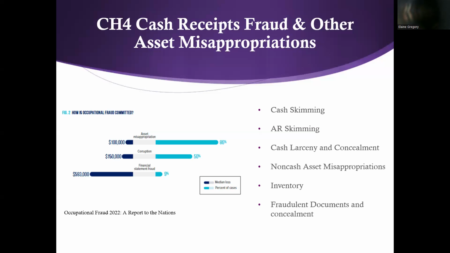But we can find within a company many different positions that could be vulnerable to asset misappropriation. And so we're going to cover cash skimming and AR skimming, cash larceny, just outright stealing the cash, non-cash asset misappropriations, inventory, and fraudulent documents.